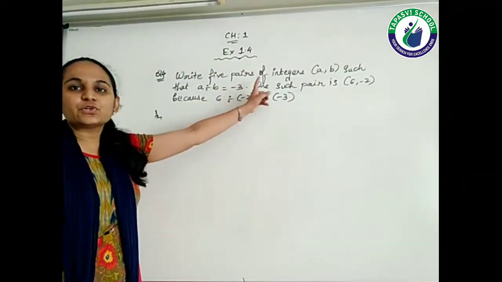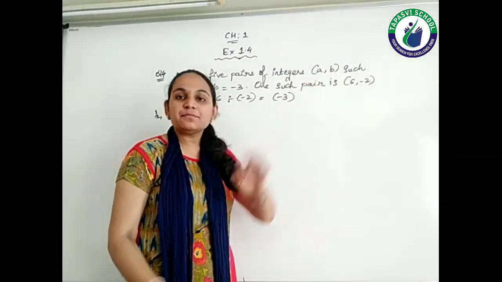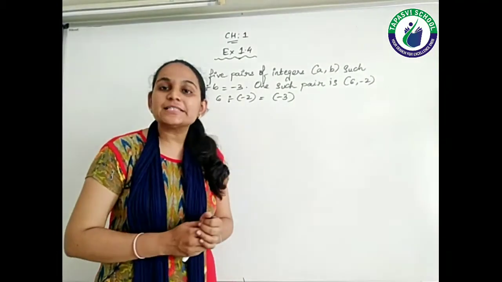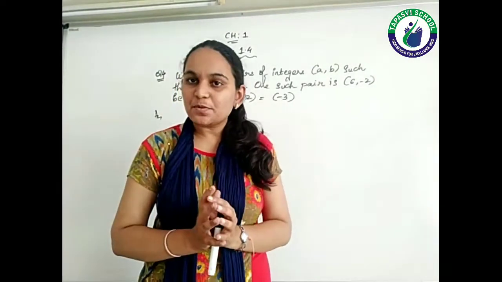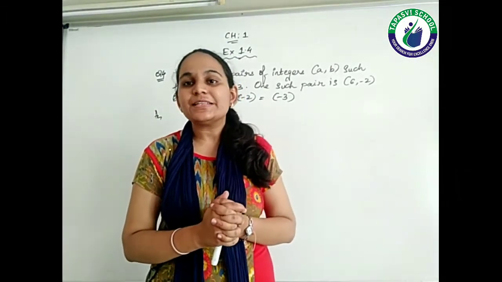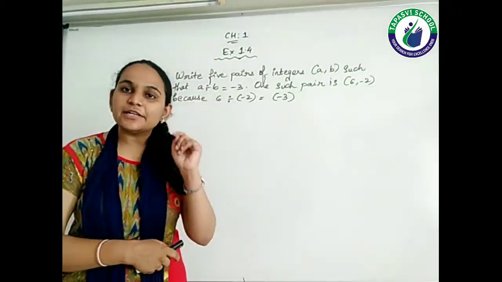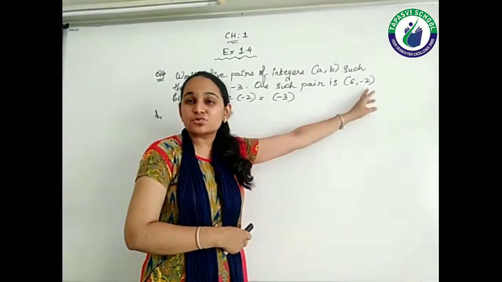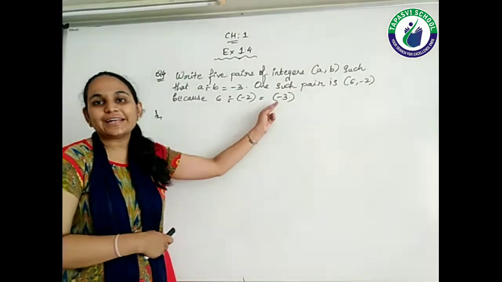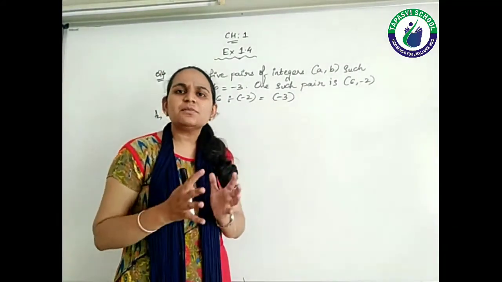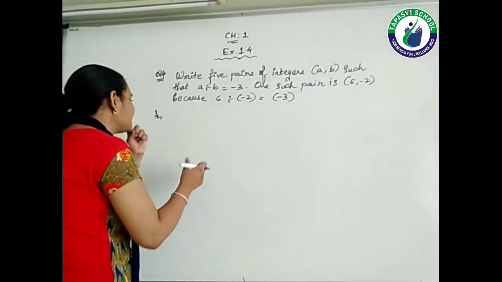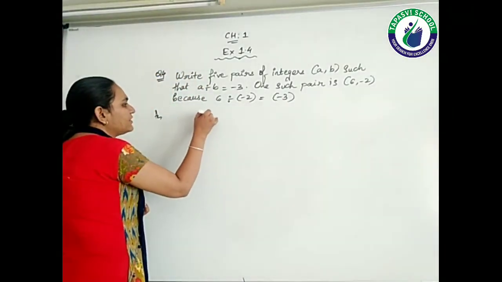Write 5 pairs of integers a comma b such that a divided by b is equal to minus 3. You need to write such pairs where if you divide the numbers you get the answer as minus 3. One pair they have already given to us, students, that is 6 and minus 2. If you divide 6 by minus 2 we get minus 3. So similarly you need to write 5 such pairs. Very simple, it is not that difficult.